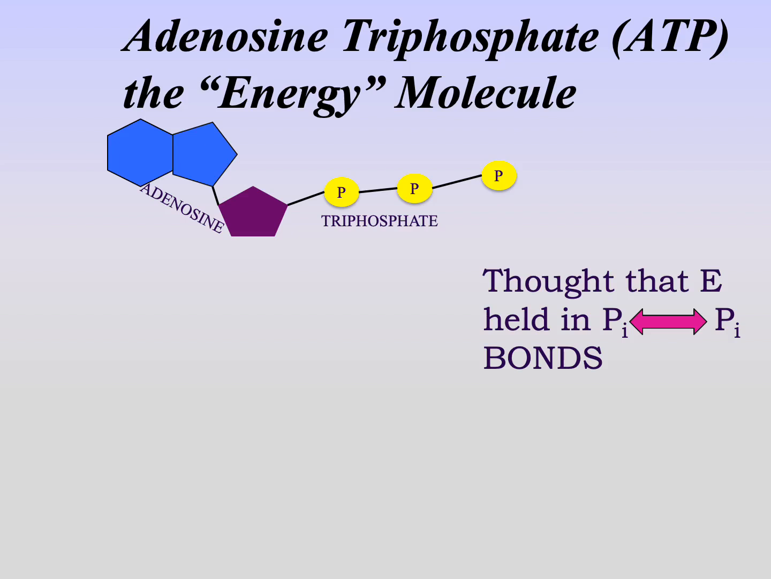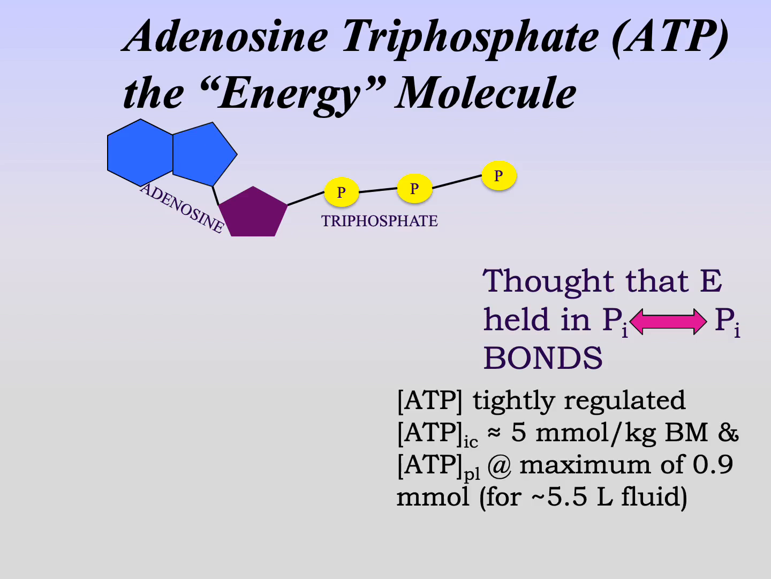The phosphates have a slightly negative charge, and so in order to maintain normal cell dynamics, we have to tightly monitor how much ATP we have, which is why when we're talking about energetics, we are not making ATP. We are regenerating ATP. The ATP is very tightly regulated. Intracellularly, we have approximately 5 millimoles per kilogram of body mass. In the entirety of our plasma, on adult average about 5.5 liters, we have about 0.9 millimoles of ATP in circulation. The ATP that is in circulation is not there for energetic purposes. It is there to serve as a hormone.